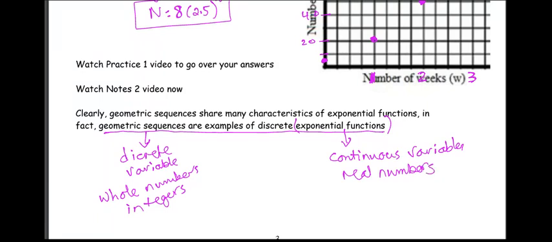So when we have a discrete variable, the example can be represented by geometric sequence, and the graph is going to be represented in dots. And when we have continuous variables, that means that we have an exponential function where we connect the dots. So connect the dots for the continuous variables, and disconnect the dots for a discrete variable.